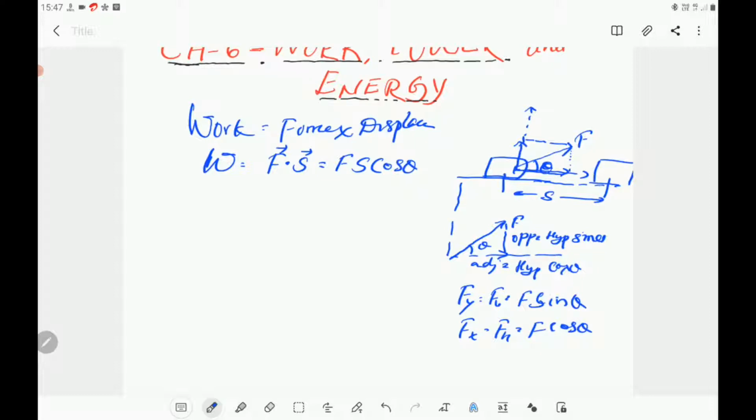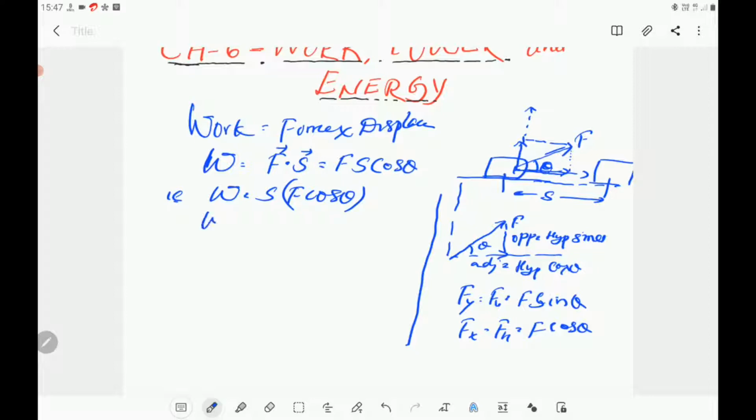Actually, only a part of the force F is pulling the body in the direction of displacement. So the work done must be found as displacement times the component of force in the direction of displacement. That is, we analyze work as displacement times the component of force in the direction of displacement.